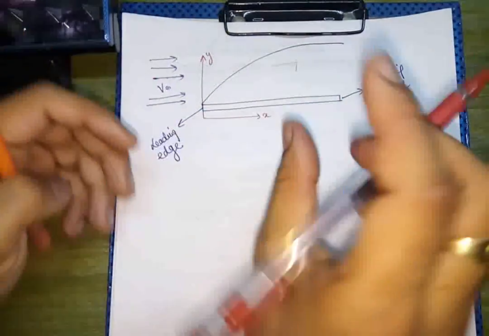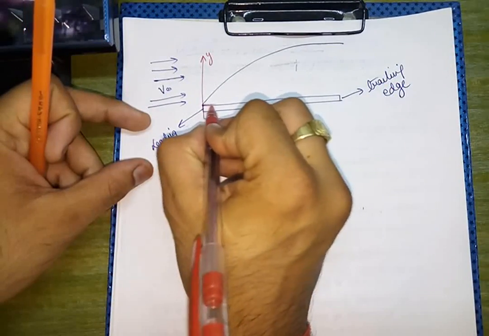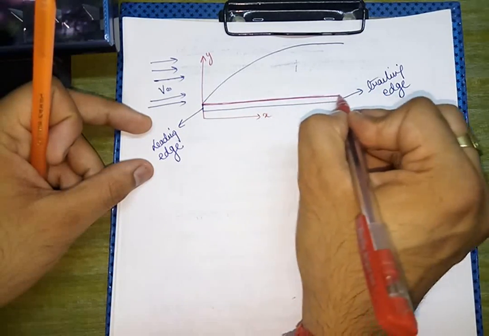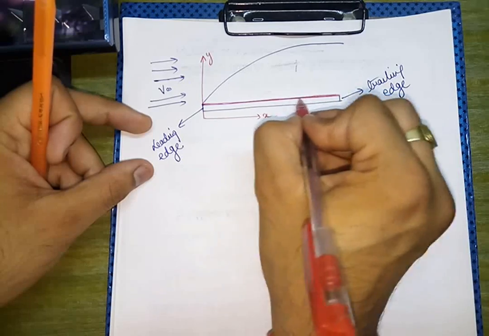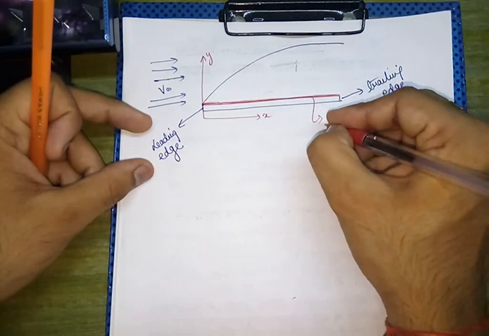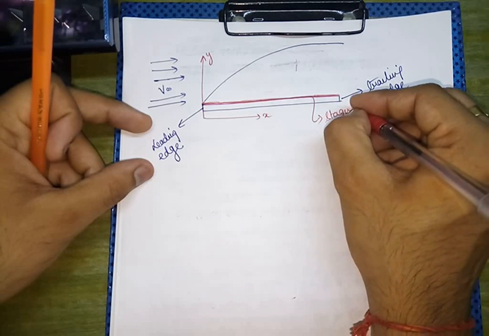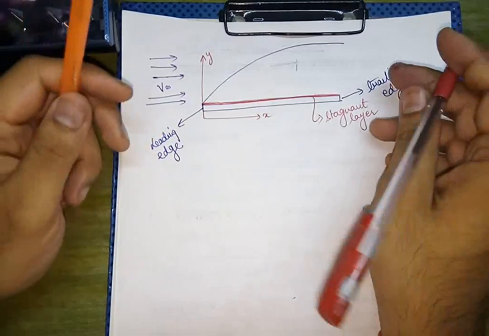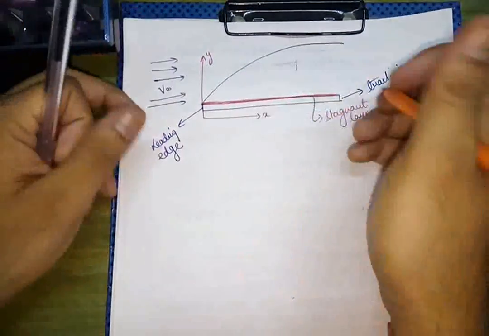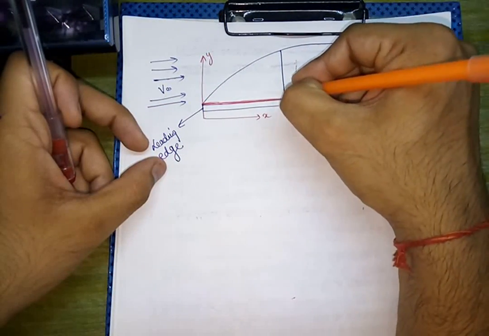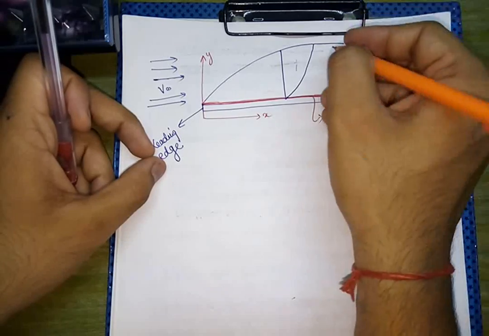Now the layer of the fluid which is just in contact with this plate, I'm making it with red color, this will be the stagnant layer of the fluid. Okay, now we will see that the velocity profile is like this.